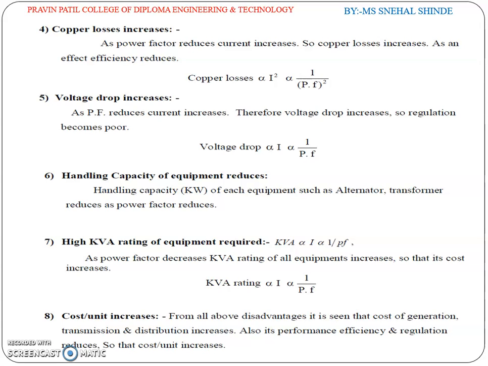Cost per unit increases. From all the above disadvantages, it is seen that the cost of generation, transmission and distribution increases. Also, performance, efficiency and regulation reduce, so the cost per unit increases.